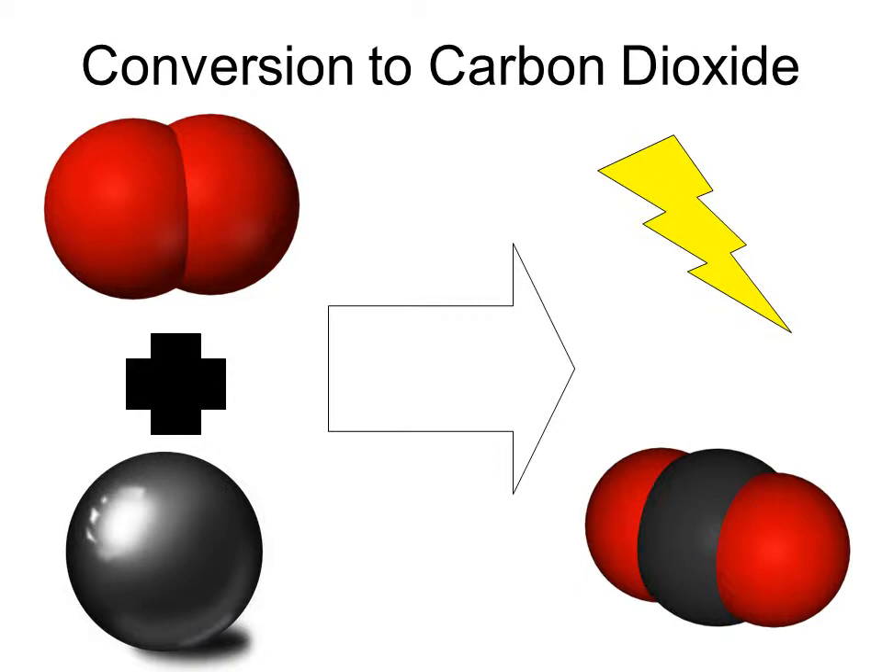We see this kind of reaction happen all the time in nature. For example, if you light something on fire, oxygen in the air binds with carbon from the fuel source, and this gives off heat and light, but also produces smoke.